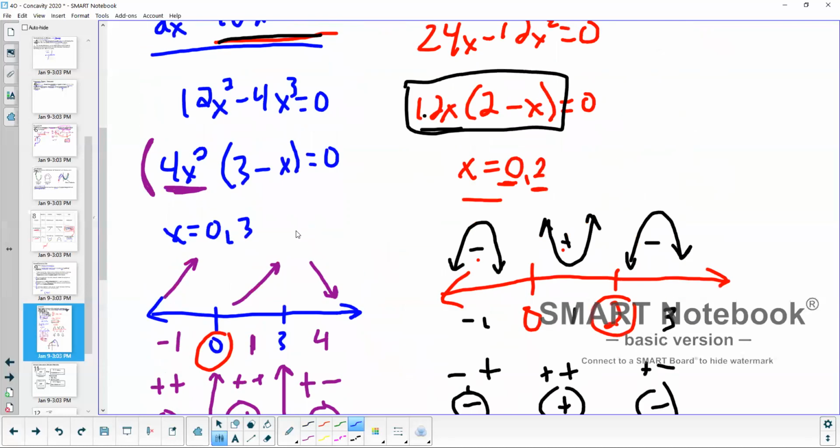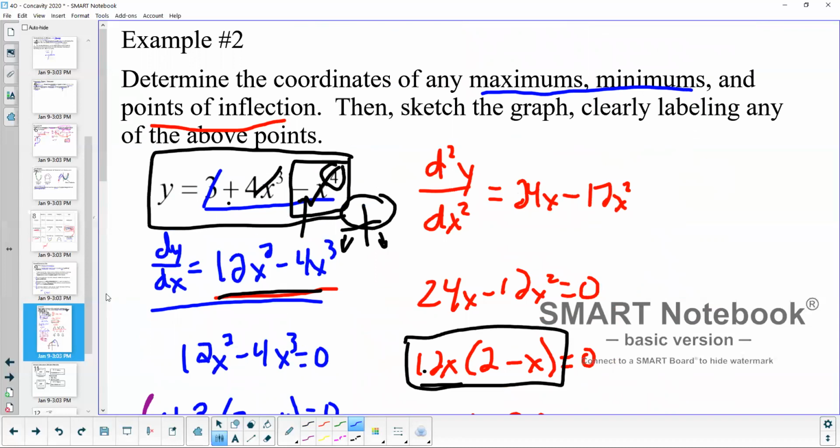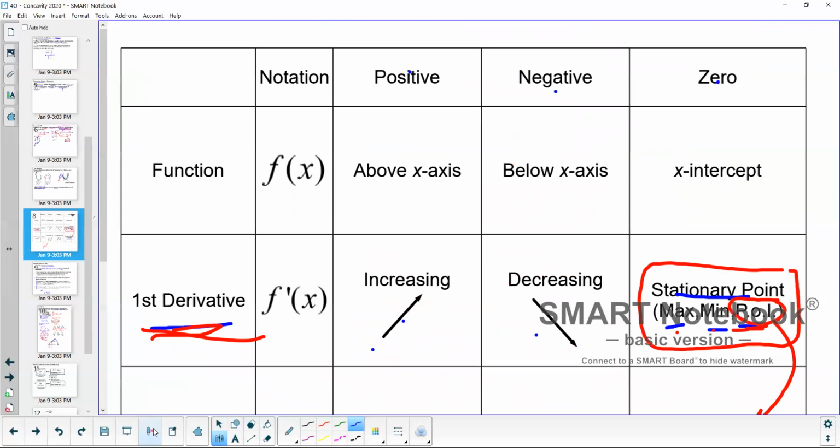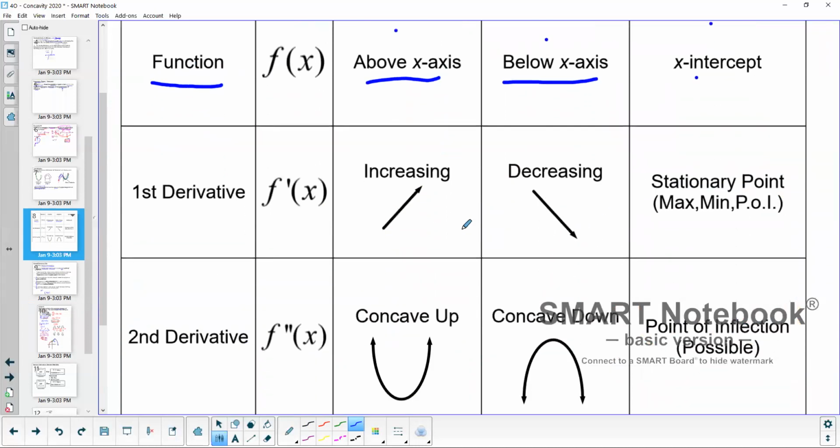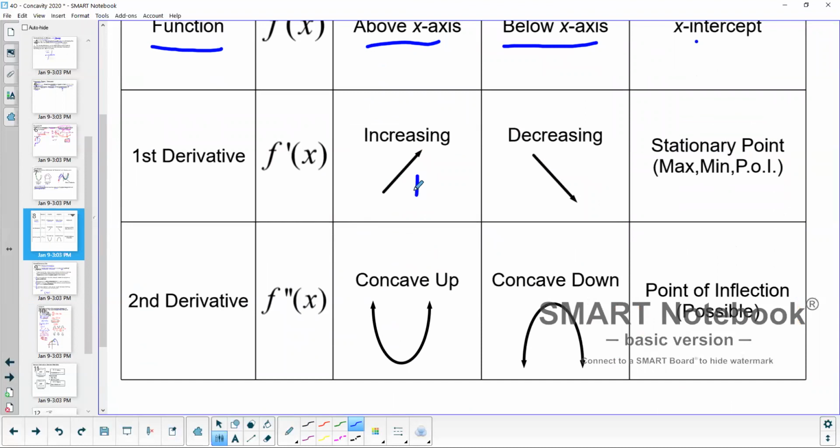So a lot of stuff going on in that video. I had a couple other slides, but I'll keep that for a separate video. So the key components here is when you find the function is recognizing when a function's positive, negative, and 0, what that actually means. And the first derivative being positive is increasing. When it's negative, it's decreasing. When it's 0, you have a stationary point. So it's either a maximum or minimum or a horizontal point of inflection.